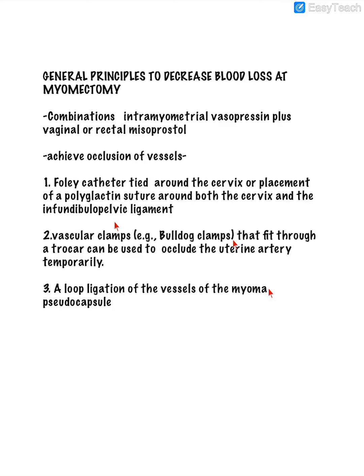What are the general principles to decrease blood loss at myomectomy? We can use a combination of approach like intramyometrial vasopressin plus vaginal and rectal misoprostol. We can achieve occlusion of vessels by putting a Foley's catheter tied around the cervix, or a polyglactin suture around both cervix and infundibulopelvic ligament. We can use vascular clamps like bulldog clamp that fit through the trocar and can be used to occlude the uterine artery temporarily. Loop ligation of the vessels of the myoma pseudocapsule also helps in reducing the blood loss during myomectomy.